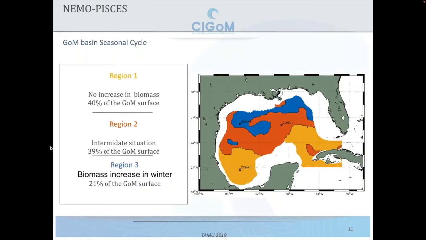So these are the 3 regions, and as I was saying, in the northern part you have the region where there is a clear increase in biomass. There is no such clear increase in biomass in the first region, in the Bay of Campeche, and the middle one, where the eddies are usually found, is kind of in between. The next one, please.